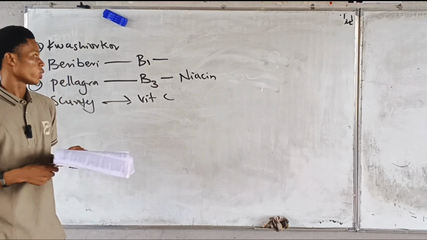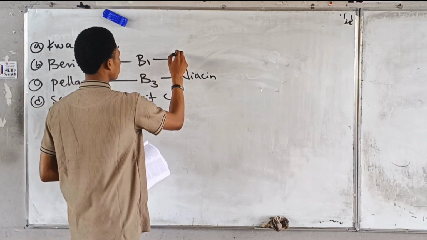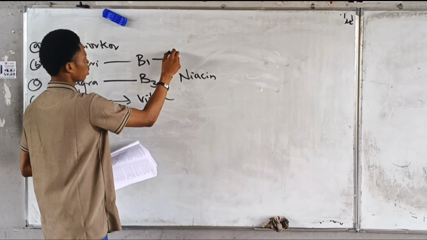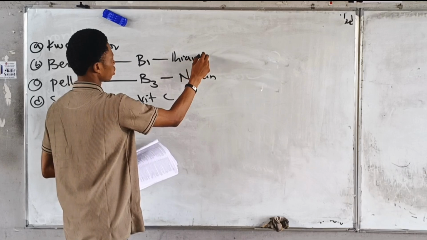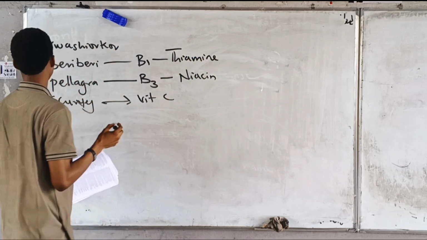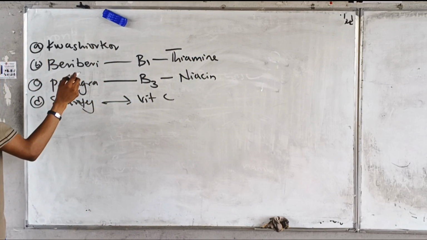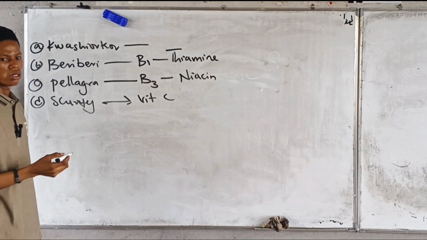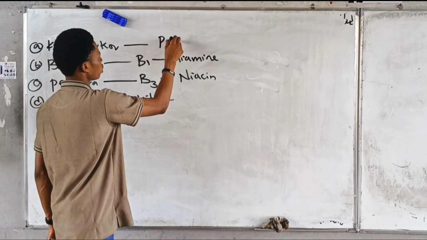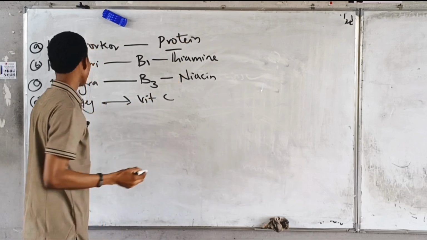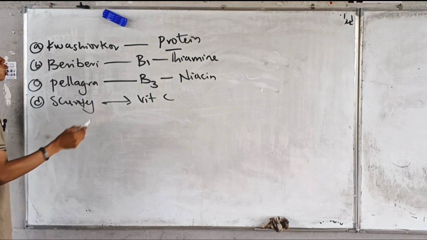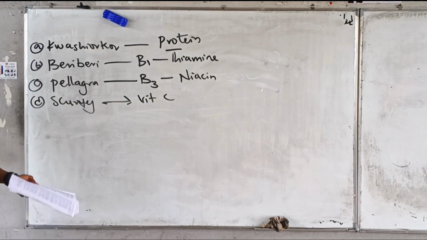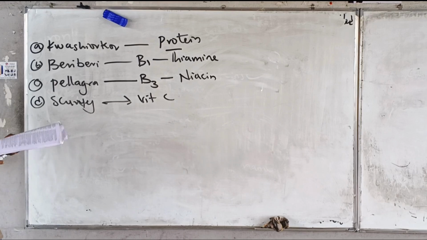There's an acronym for it. Alright, so this is what? Thiamine, right? Thiamine. Alright. Now, kwashiorkor is deficiency of what? Protein, right? Deficiency of protein. So the answer to that question is scurvy, vitamin C. Scurvy is the answer to that question.